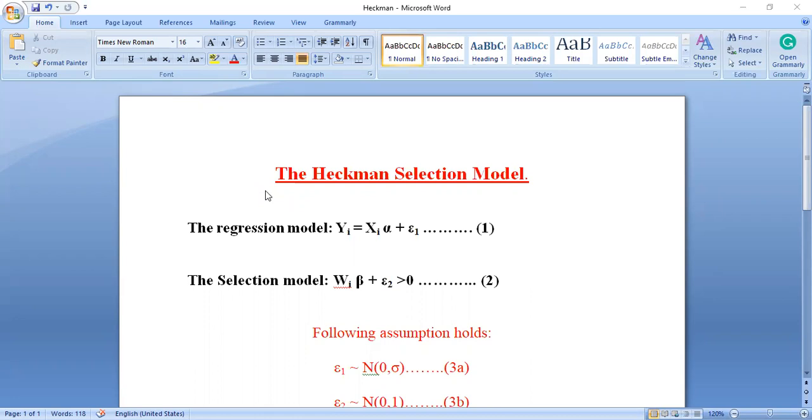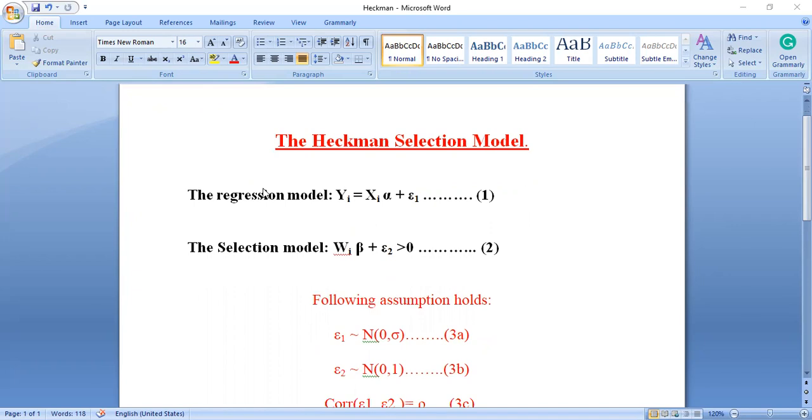The regression model, that is y_i is the dependent variable, x_i is our independent variables, alpha is the parameter, and epsilon 1 is the error term. And the selection model is w_i beta plus epsilon 2, where epsilon 2 is the error term of the selection model, greater than 0.